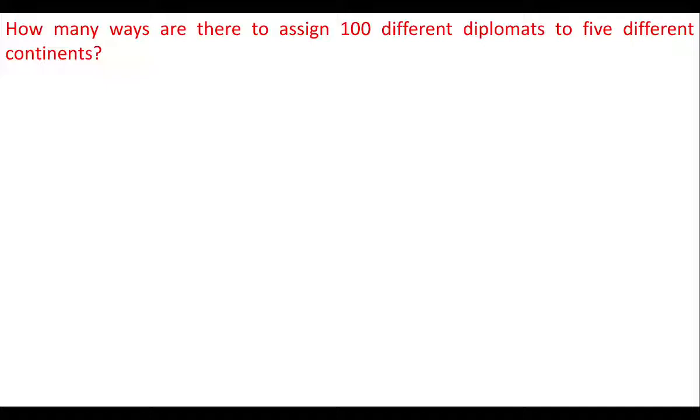So each diplomat has 5 choices. Yes, and in total there are 100 diplomats, so you multiply 5, 100 times, that gives you 5 raised to the power 100.